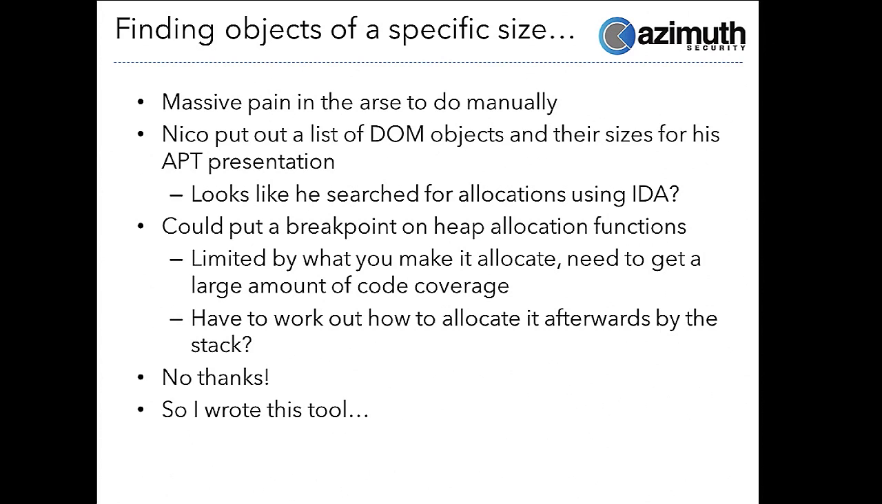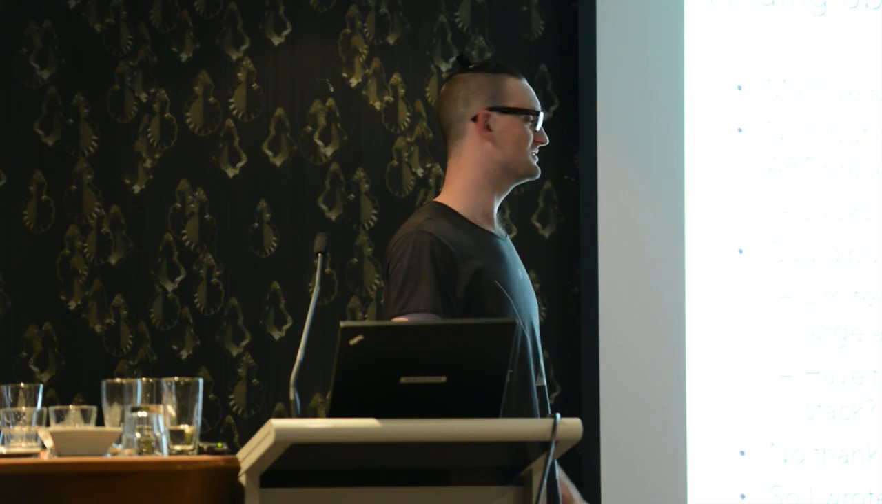It's a massive pain to find objects and classes that are a particular size. I don't know, it's kind of manually crazy. You go with that list of DOM objects for IE, and you get screenshots of each in there. I don't know how he did it, but if he did it manually for IE, that's insane.